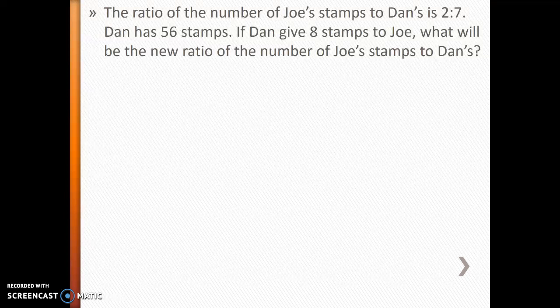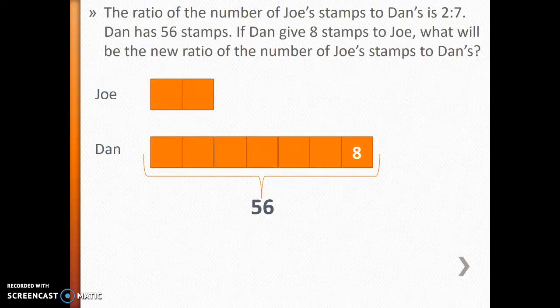So let's ask ourselves our key questions for our changing ratios problem. What's the before situation? Well, let's go to the top of the word problem. It says the ratio of the number of Joe's stamps to Dan's is 2 to 7. So let's stop there and let's model that. There we have Joe with 2 to 7.